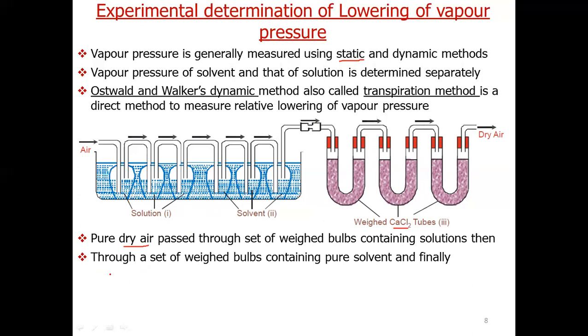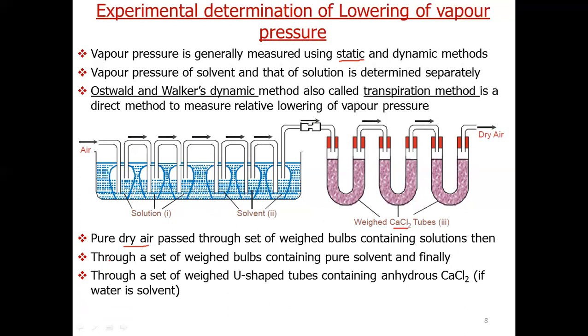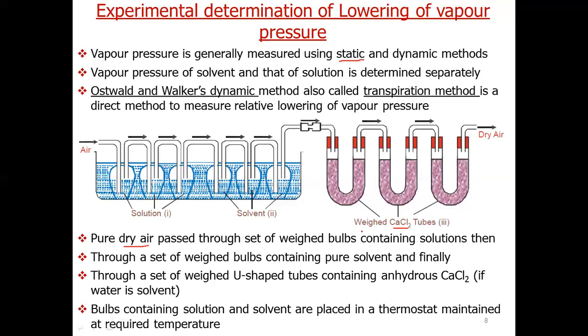What will happen is that this air will pass through the bulbs of solution, then go to the bulbs of solvent, then pass through these U-shaped tubes containing anhydrous calcium chloride. All this apparatus is put in a thermostat. The thermostat is used to keep the temperature constant. Thermo means temperature, stat means it is not changing, it is constant.